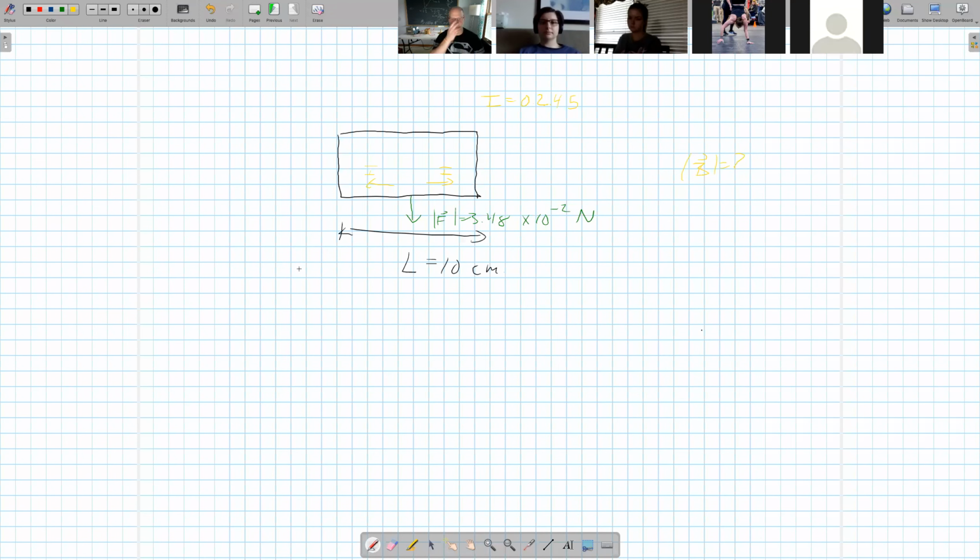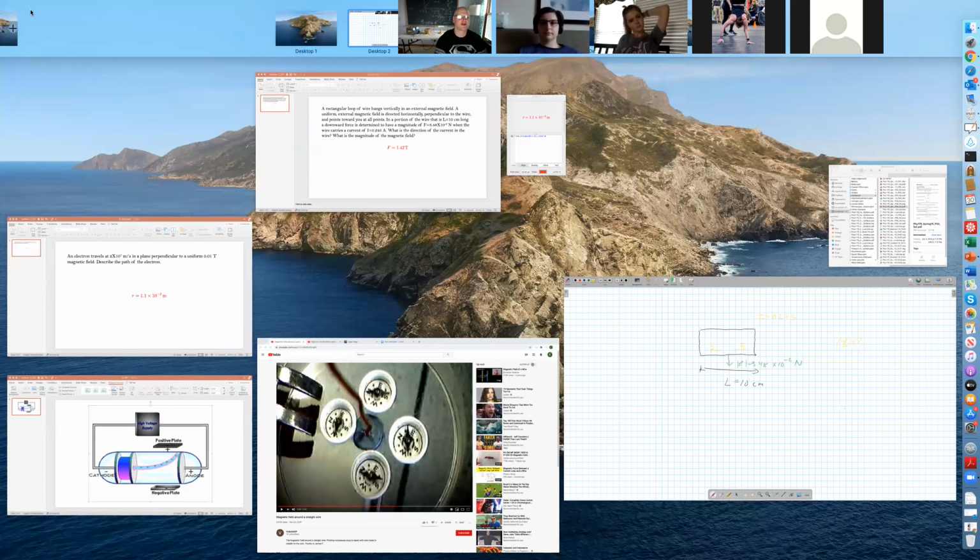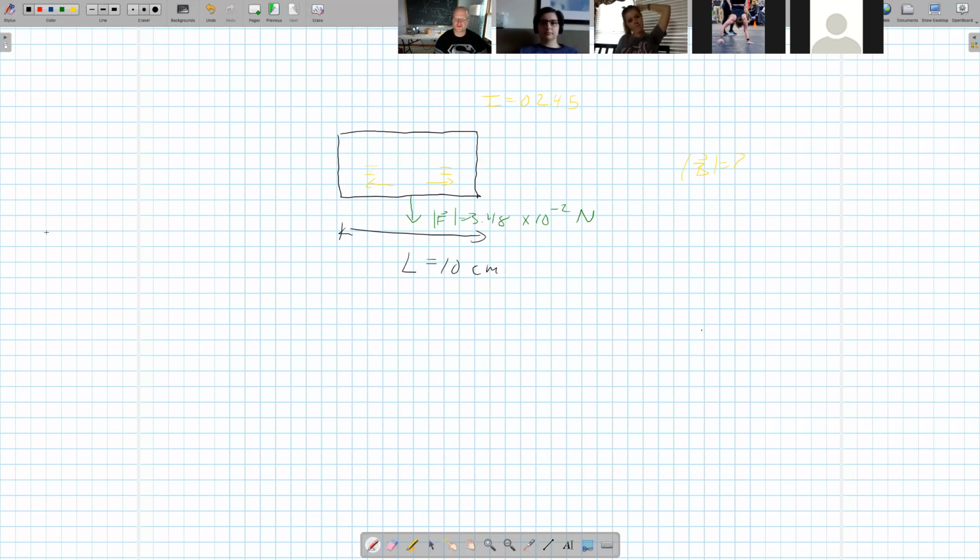Okay. So again, what we want to know is what is the direction of the current? That's the first thing we want to know. And then the second thing is we want to know what is the magnitude of this magnetic field. That'll be the easy part. So first of all, what's the direction of the current?